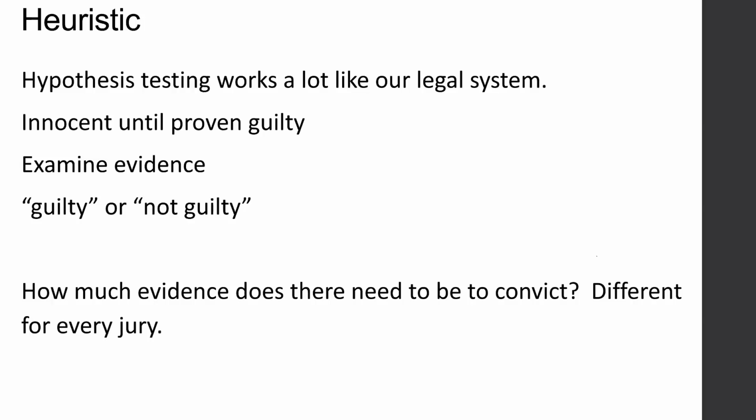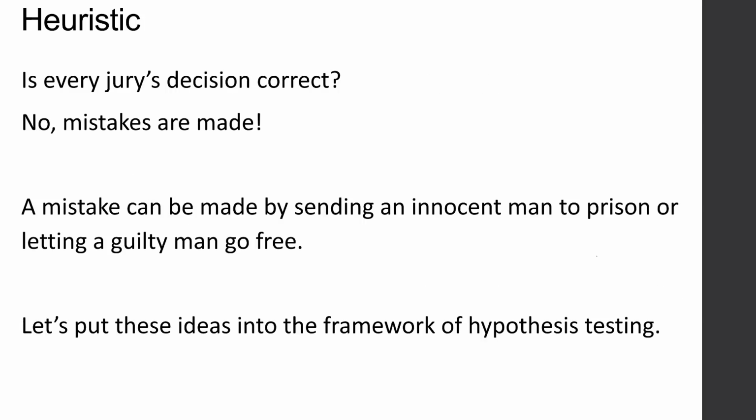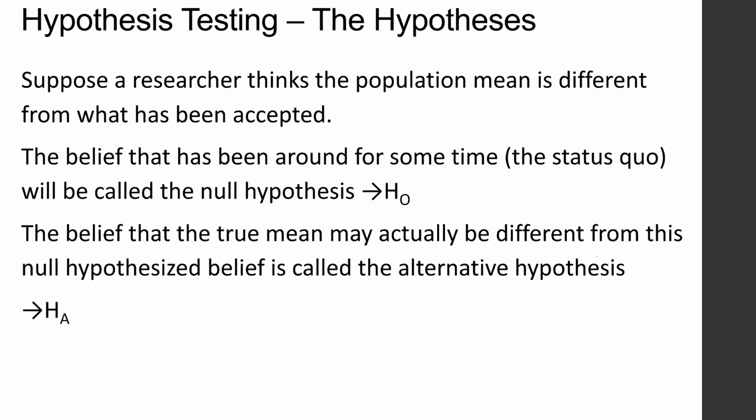And how much evidence does there need to be to convict? Well, this is different for every jury. And is every jury's decision correct? Nope, mistakes are made. A mistake can be made by sending an innocent man to prison or letting a guilty man go free. Let's put these ideas into the framework of hypothesis testing.